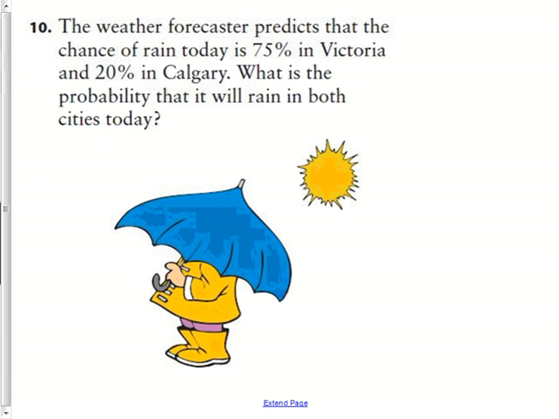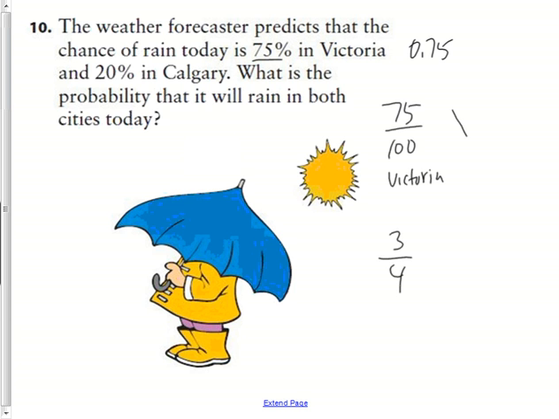The second question says a forecaster predicts that the chance of rain today is 75% in Victoria and 20% in Calgary. This is kind of neat because you could write 75% one of two ways. I'm going to do it both ways. So for event 1 in Victoria, the probability is 75%. You can keep it as 75 out of 100, or you could reduce it down to lowest terms. I'm going to reduce it down to lowest terms just because it's easier.